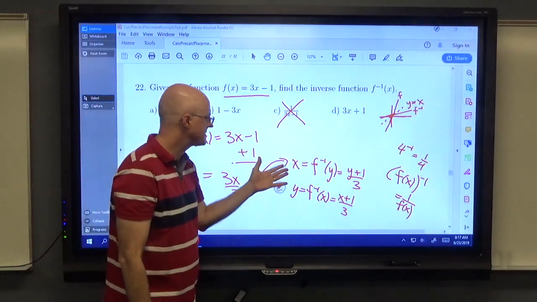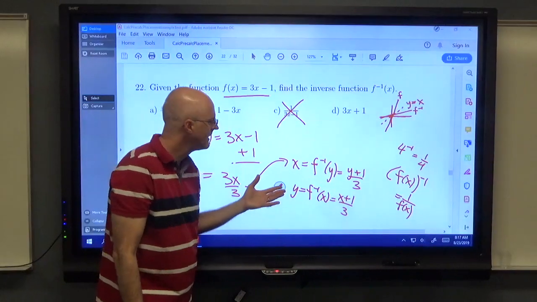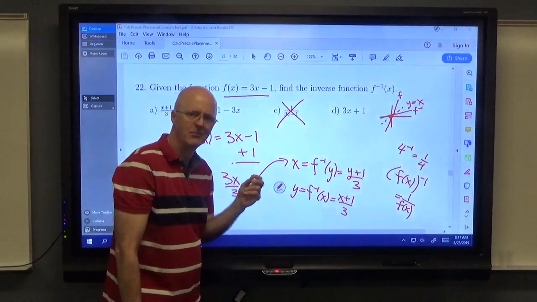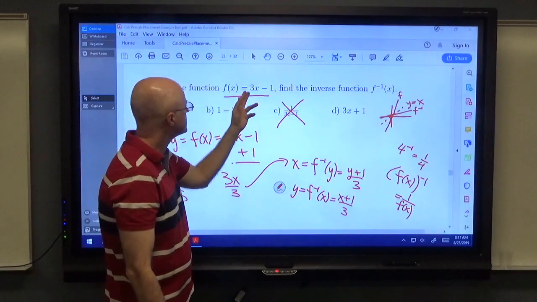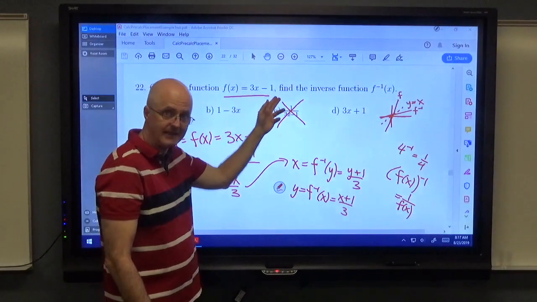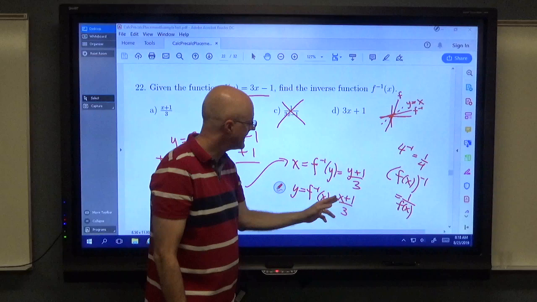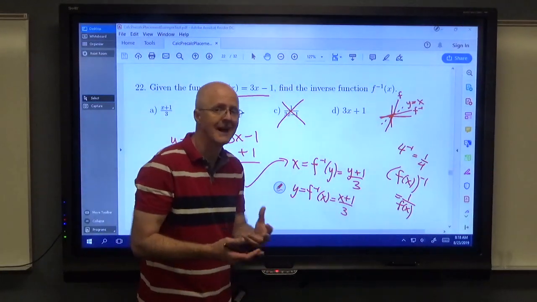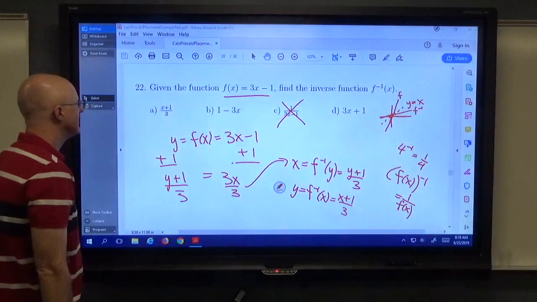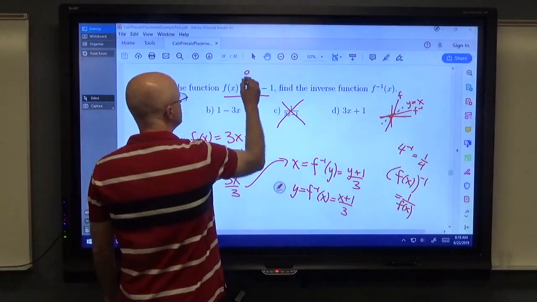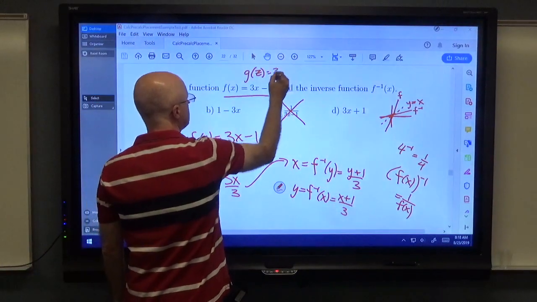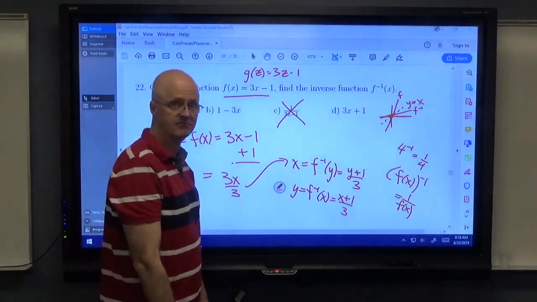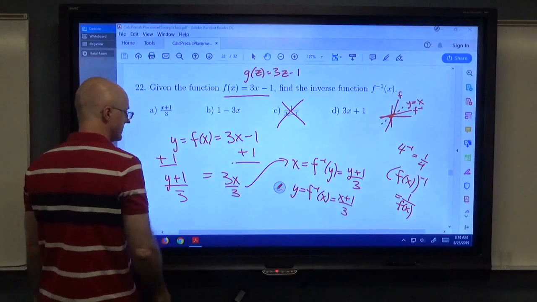And in the abstract, you don't need to swap. With functions, the letters don't matter. What matters is the operation, or operations. In this case, take a number, multiply by 3, then subtract 1. In this case, take a number, add 1, then divide by 3. It's the operations that matter, not the letters. In fact, I could even write g of z equals 3z minus 1, and I'd say f and g are the exact same function, even though I'm using different letters.